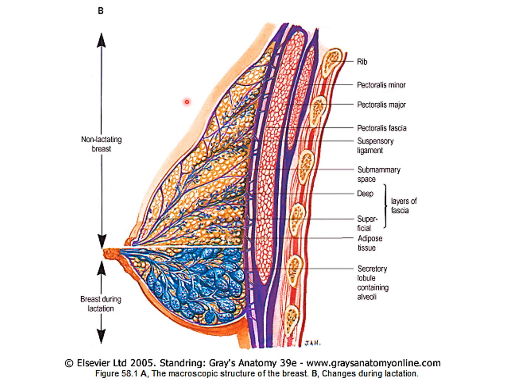This is another diagram showing the non-lactating breast as well as the breast during lactation. You can appreciate the adipose tissue here, but you can appreciate more dilated tissue over here, as well as the size of the breast is also increased because of the proliferation and formation of milk inside the glandular tissue.